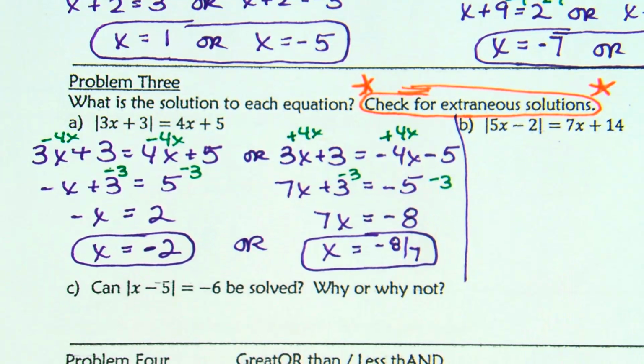Now, go through and think through on the right. 4 times negative 2 is negative 8, plus 5 is negative 3. I don't have any absolute value bars to make that positive. So what did I just discover? Okay, negative 2, we just got 3 equals negative 3, which does not work. So for negative 2, yes, I should see the work there, but then I should see that answer crossed out. 3 does not equal negative 3.